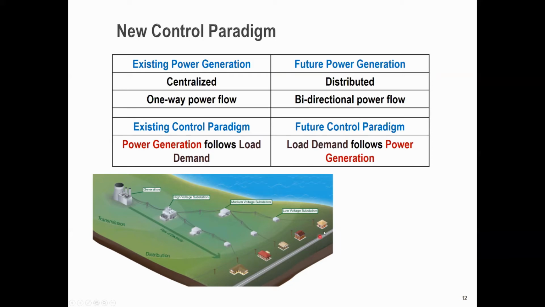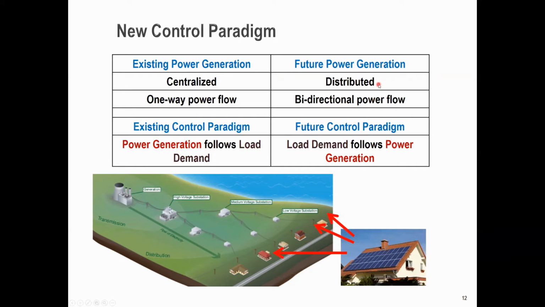Now, with the emerging power grid with more distributed renewable energy sources, we have more distributed power generation in the system, and the power flow will be bidirectional. That means the power can flow back from the center into the grid. And then the future control paradigm must be changed. It has to be load demand following power generation. So we need to develop new technology to make the load demand adaptive so that the load demand can follow the power generation in order to achieve instantaneous power balance between supply and demand. So this is where the electric spring technology was motivated.